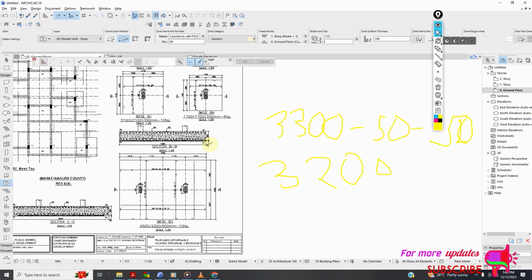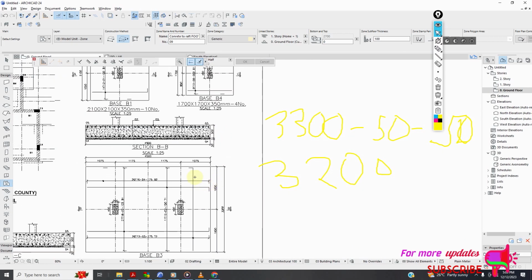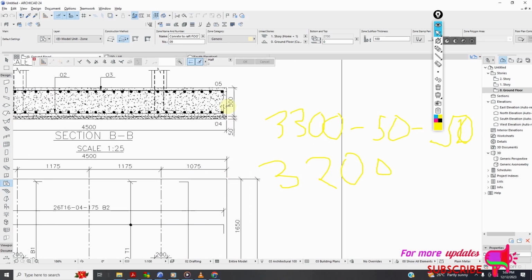And we know that our depth is 500. So there's also a clear cover.